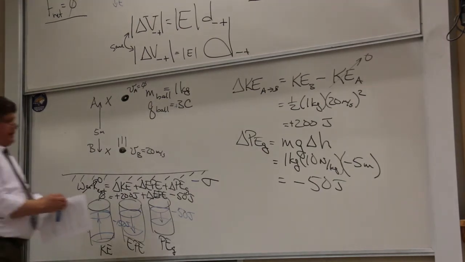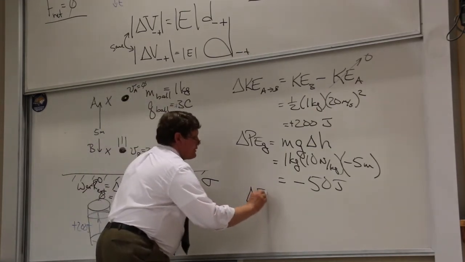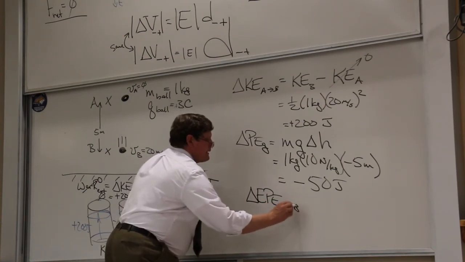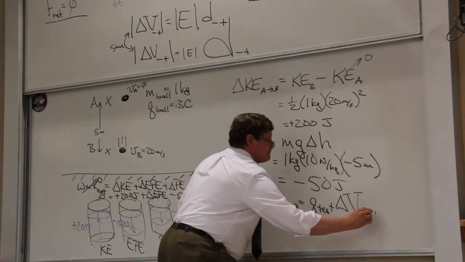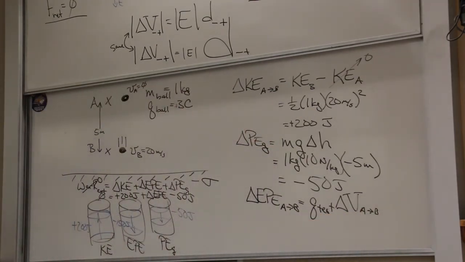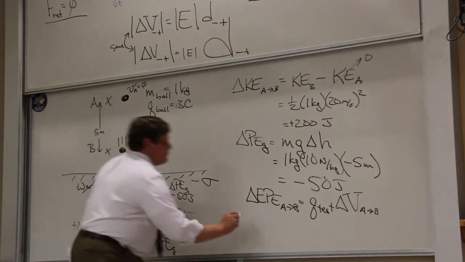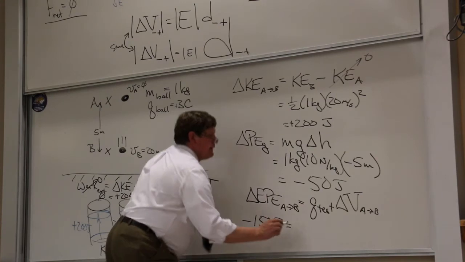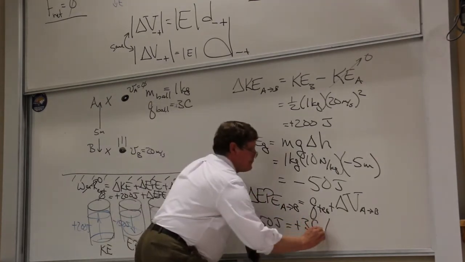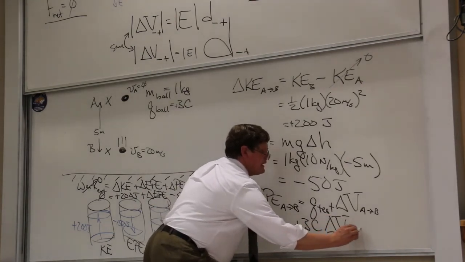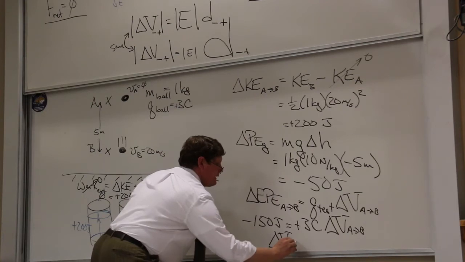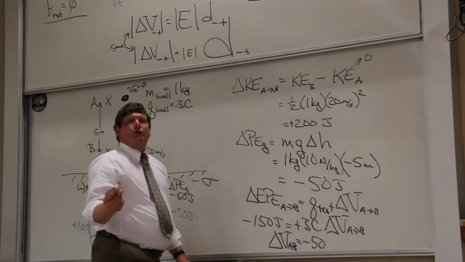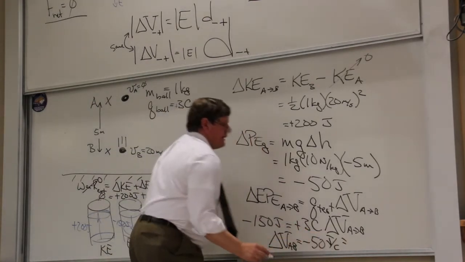Now, I know that the change in electric potential energy from A to B is equal to the test charge times the change in voltage from A to B. Now, the test charge is whatever actually moves from A to B. It's what actually travels from A to B. So if this is going to be negative 150 joules, and this is a plus 3 coulombs, then my change in voltage from A to B, I can calculate very quickly. My change in voltage from A to B is going to be a negative 50 joules per coulomb. But that's another way of saying volts.